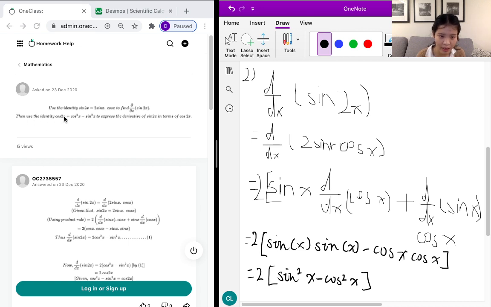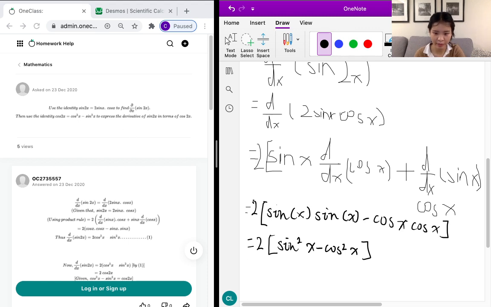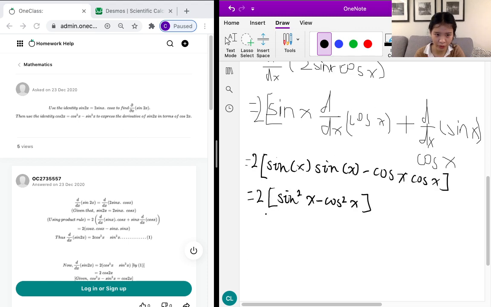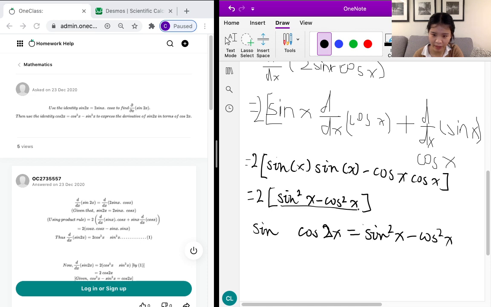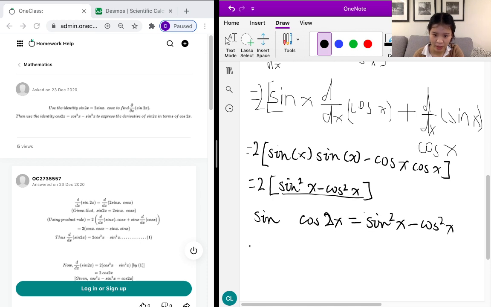So we finish our first step here, and the second part of the question asks us to use the identity cos 2x equals cos squared x minus sin squared x to express the derivative in terms of cos 2x. So since cos 2x is equal to cos squared x minus sin squared x, we know that we can just interchange this part of the expression with cos 2x. So that our resulting expression would just be 2 cos 2x.